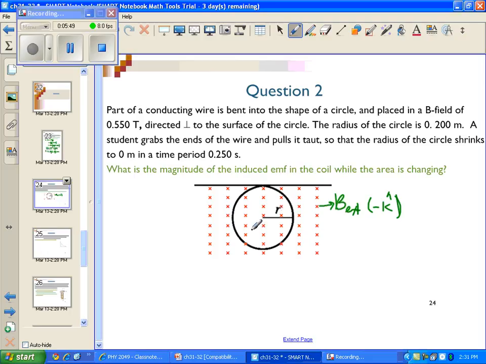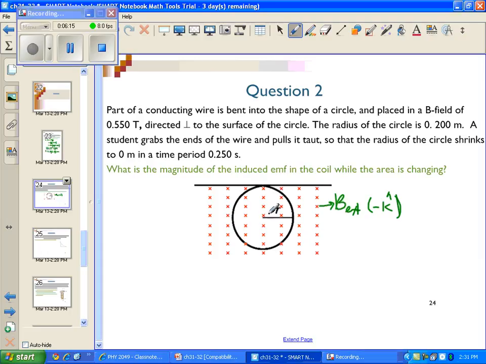Well, it cuts through the circular area of the coil, and because the coil is a conductor, that means we're going to have an EMF as well as an induced current. But only when something in this flux, that is the magnetic field cutting through the area, changes in time.